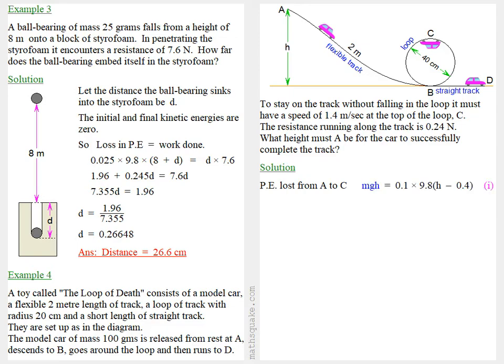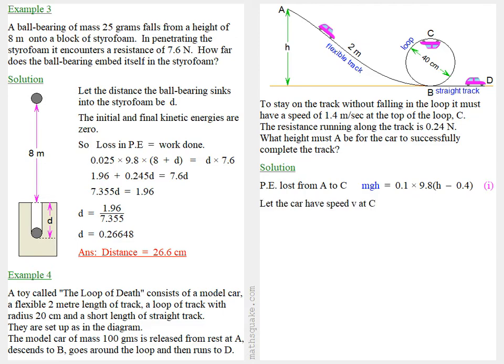Now the potential energy is mgh. M is the mass of the car, which is 100 grams, or in kilograms that's 0.1. G is 9.8, and h is the height of A minus the height of C. Now A has height h and C has height 0.4 meters. So mgh is equal to 0.1 times 9.8 times (h minus 0.4).